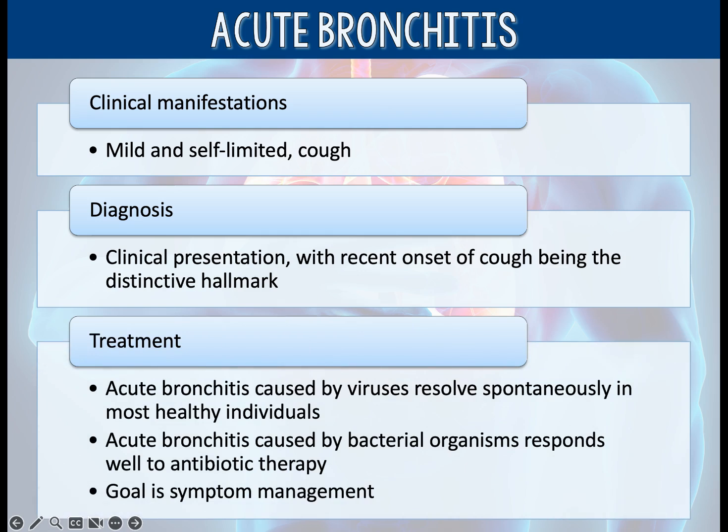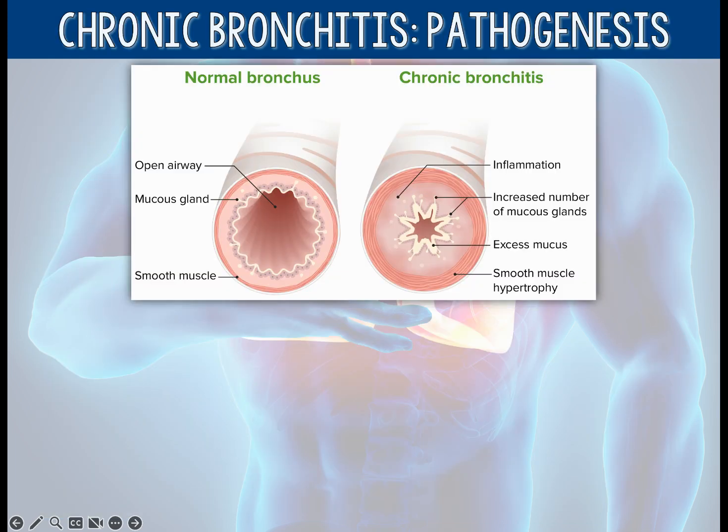How do we fix this? So acute bronchitis can be caused by viruses, and usually if you're healthy, you just deal with it and then it goes away. Acute bronchitis caused by bacterial organisms, though, is a little different, but we can cure them. We can take care of it by taking antibiotics. But really, with acute bronchitis, we just manage their symptoms.